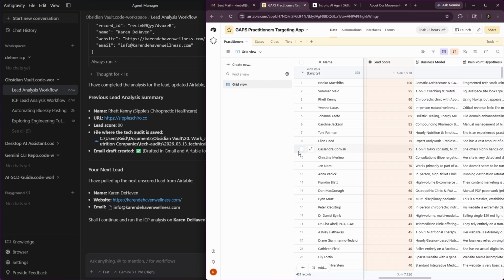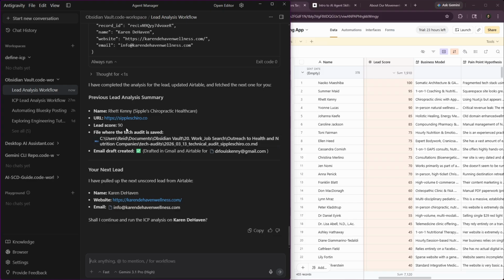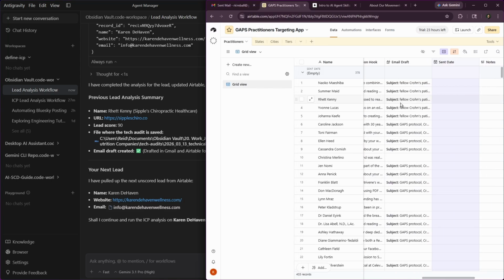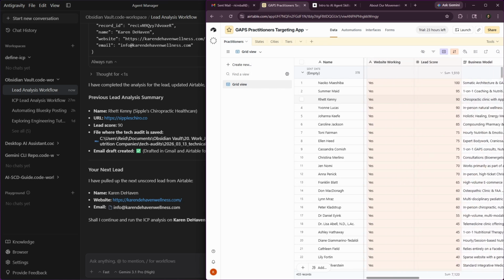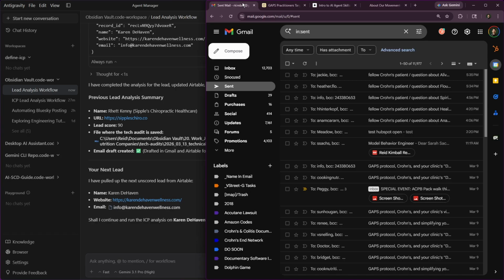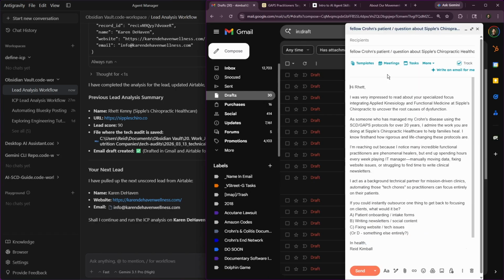And so it's doing all of this research, and it provides a lead score based on a rubric that is built into this skill. If the score is, I believe, 80 or above, it will then draft an email, which also gets saved in this Airtable. So this is an email, and then it also gets saved into my Gmail. If I refresh this, go to drafts, this is the email to read.